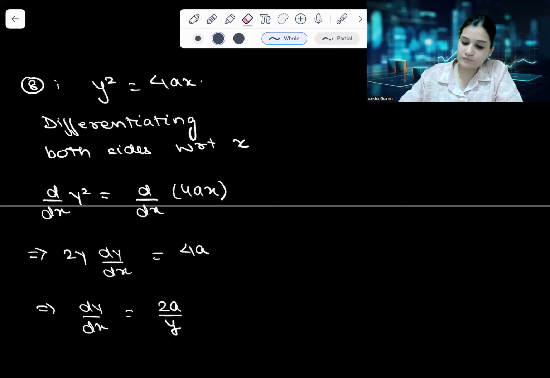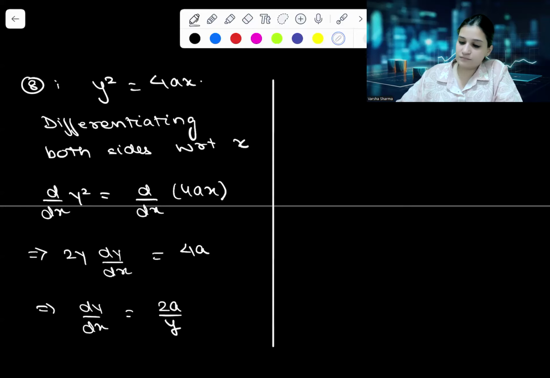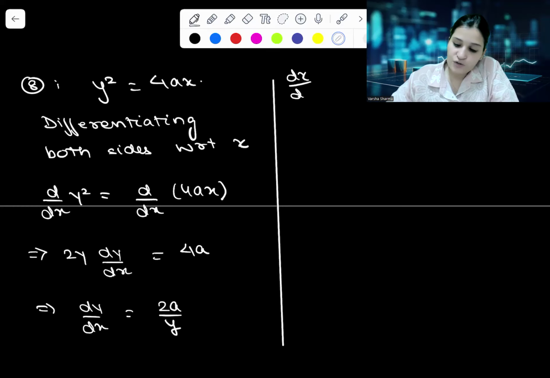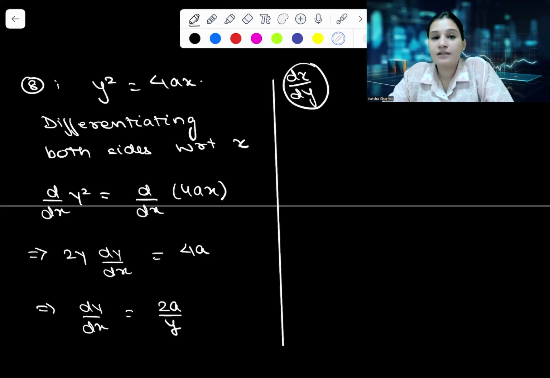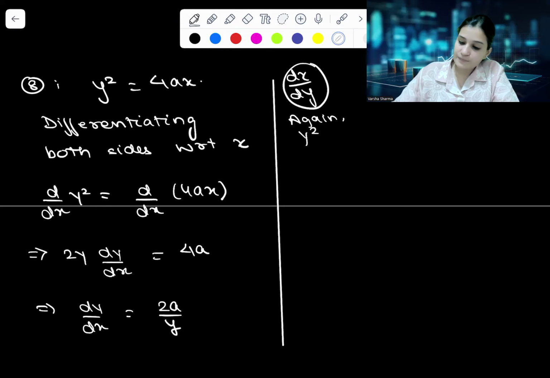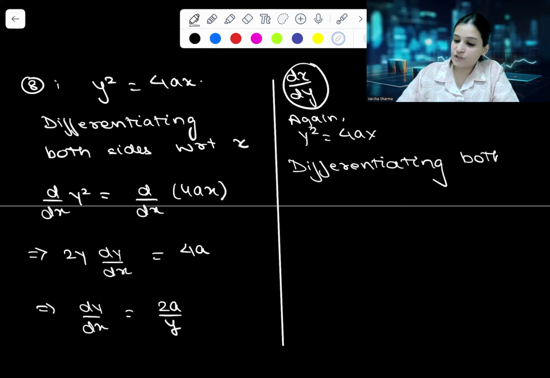Any doubt? No, ma'am. Now, if you look at the proof, we also want dx upon dy. So in this case, we will treat y as the variable. We are going to differentiate both sides with respect to y.